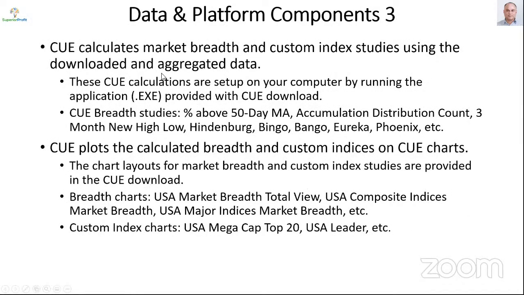Continuing with the data and platform components. After the one-time settings are done, the actual Q calculations calculate the market breadth and custom index studies using the downloaded and aggregated data. Data was downloaded using the downloader, it was aggregated using FHIR, and then Q has its own calculations to get the breadth studies and custom index studies ready.